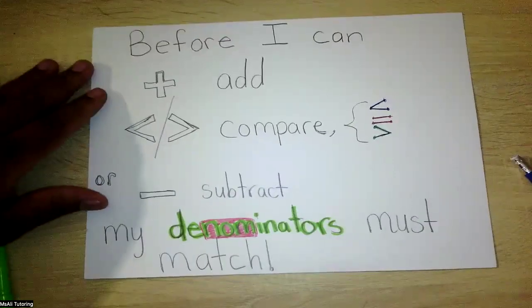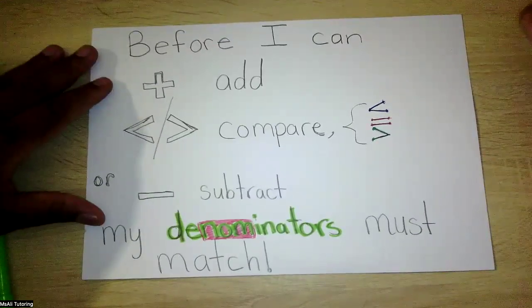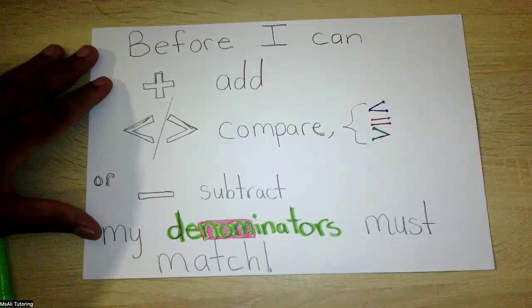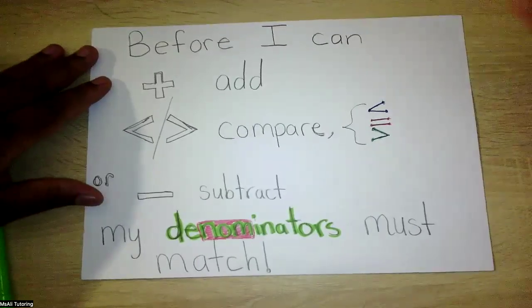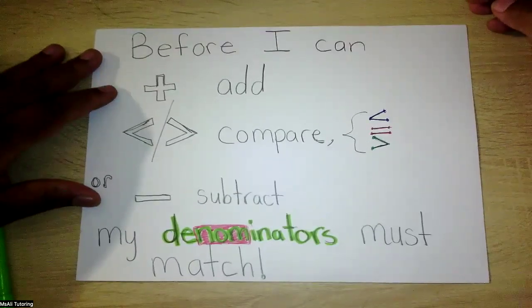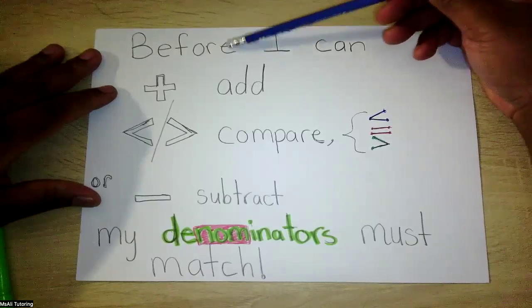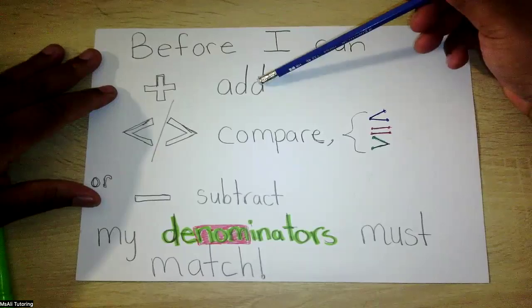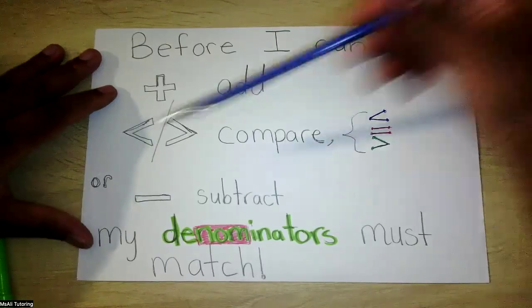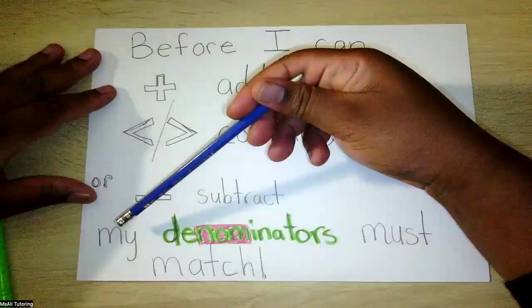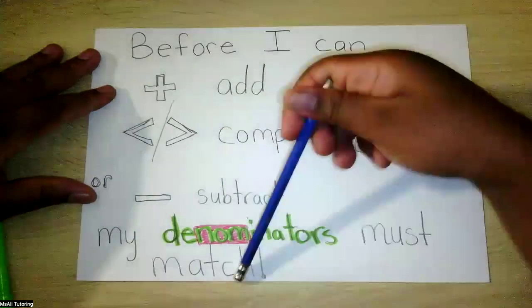Here's the rule for adding like fractions, comparing like fractions, or subtracting like fractions. We'll go over it a couple of times first, and then I'm going to teach you the chant. Before I can add, compare, or subtract, my denominators must match.